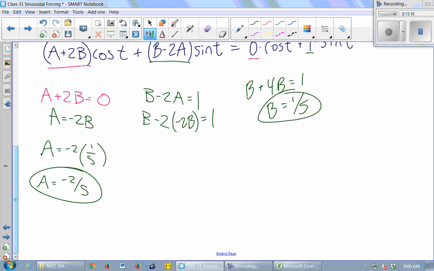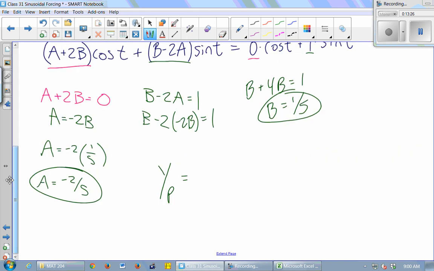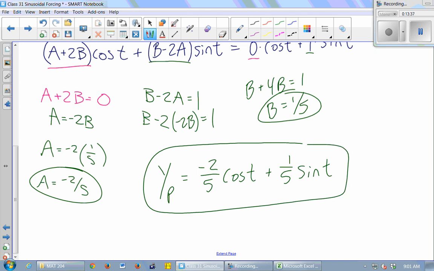So that means I just found my y particular, right? My y particular was, what did I do first? Cosine? A cosine, yeah. So it's negative 2/5 cosine t plus 1/5 sine t. There's my y particular. So I'm not quite done. The last step is what?